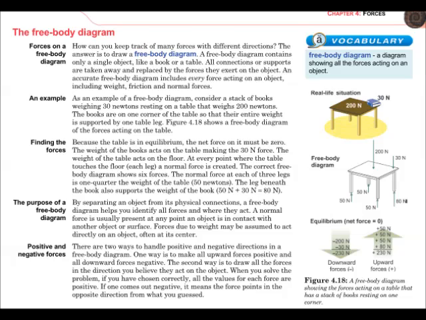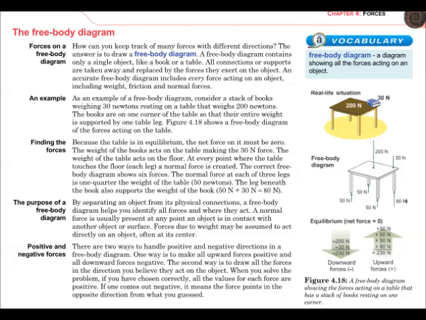As an example of a free body diagram, consider a stack of books weighing 30 newtons resting on a table that weighs 200 newtons. The books are on one corner of the table so that their entire weight is supported by one table leg. Figure 4.18 shows a free body diagram of the forces acting on the table. Because the table is in equilibrium, the net force on it must be zero. The weight of the books acting on the table makes the 30 newton force.